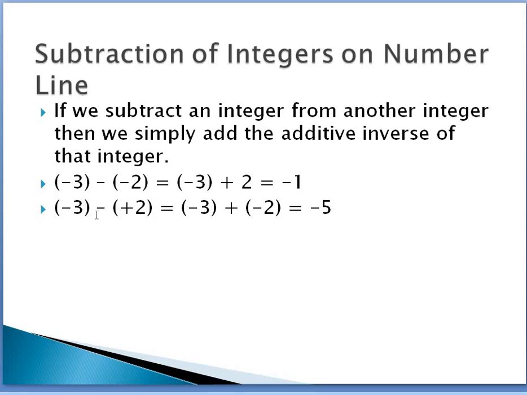Again, minus 3 minus plus 2. Here subtraction of plus 2 is nothing but addition of the additive inverse of plus 2, which is minus 2. And if two integers are negative, what will we do? We simply add and put the minus sign. Even on the number line, you get minus 5. Two negative integers are to be added. How will you add that? You add the integers and put the negative sign.